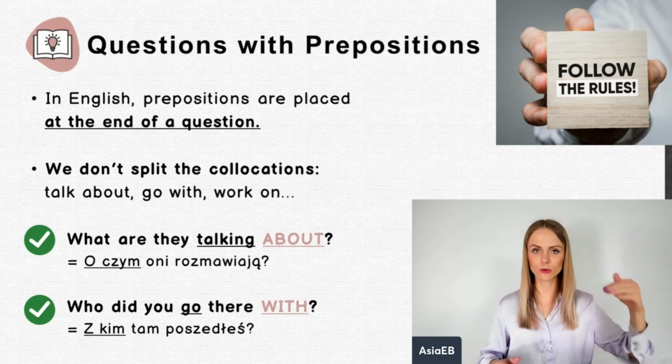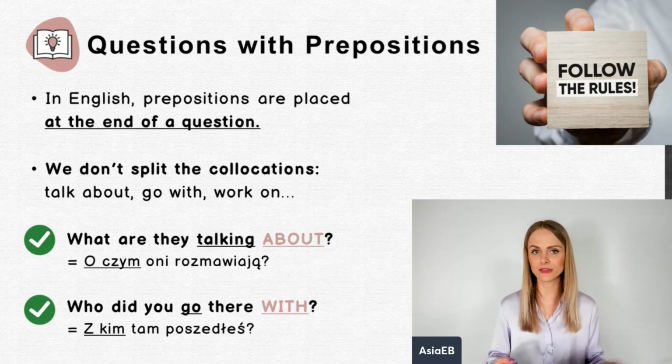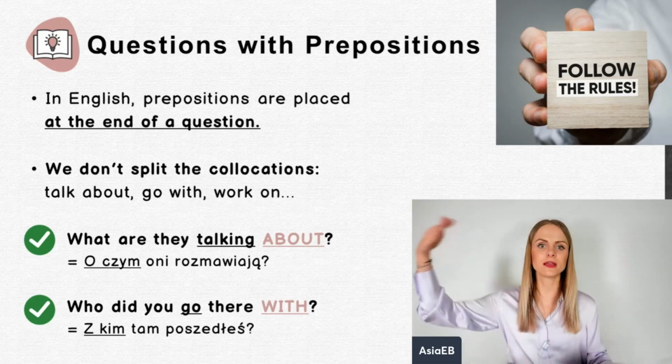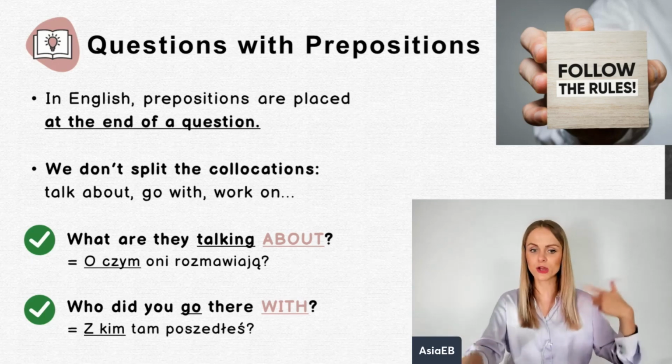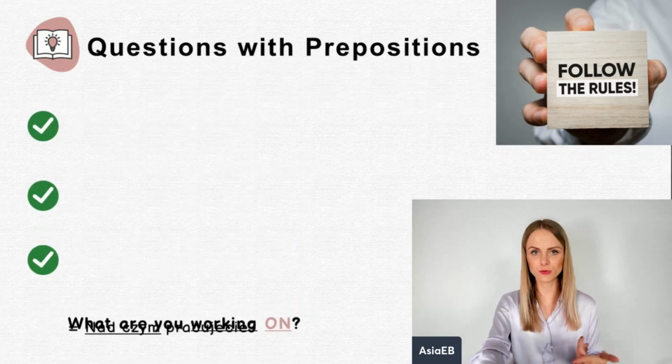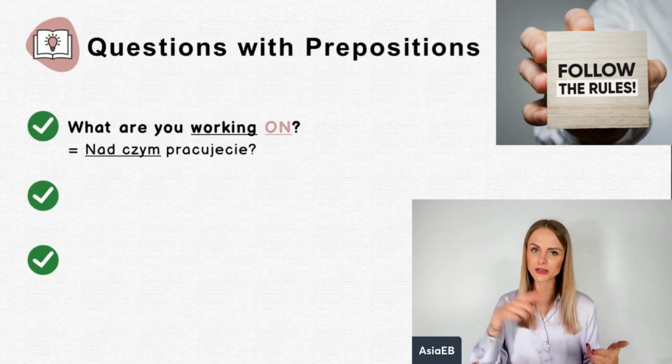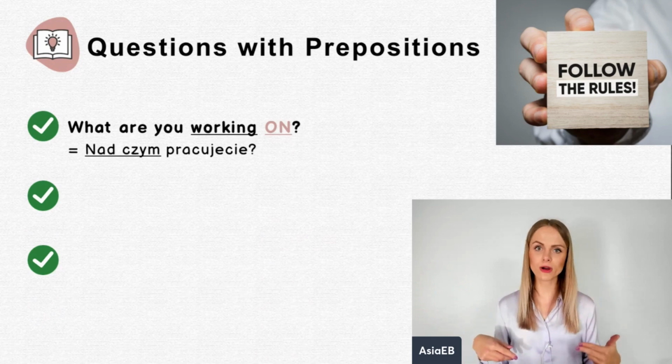So what, who, this is usually how the question will start, and then preposition at the end next to the verb. Okay, so what are they talking about? Who did you go there with? A few more. What are you working on? What are you working on?